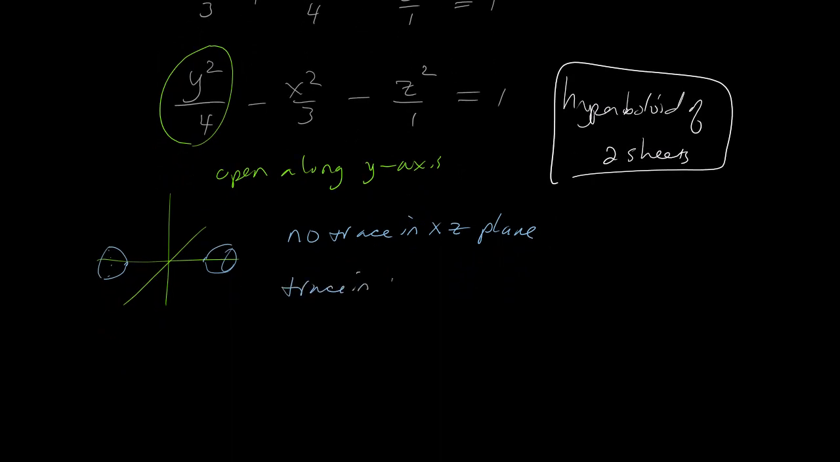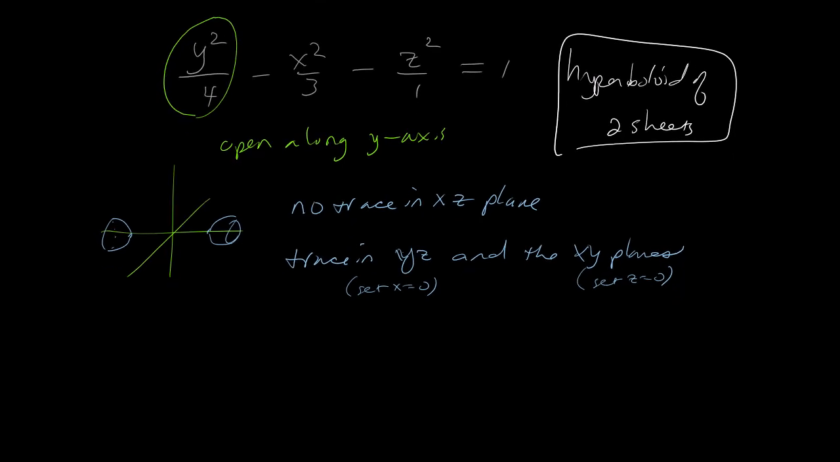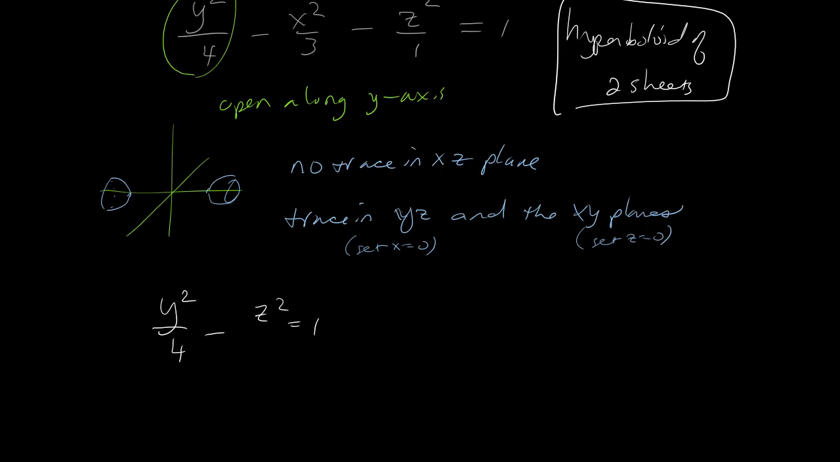For the yz, we're just going to set x equal to 0. For the xy, we're going to set z equal to 0. For the first one, if I set x equal to 0, I get y squared over 4 minus z squared is equal to 1. This is a hyperbola, and it's going to open along the y-axis.